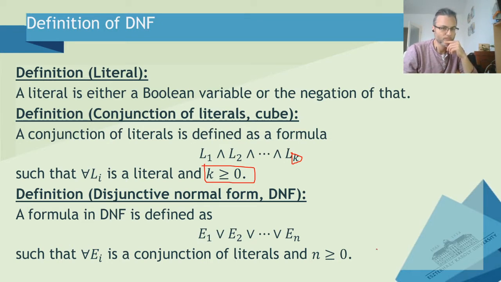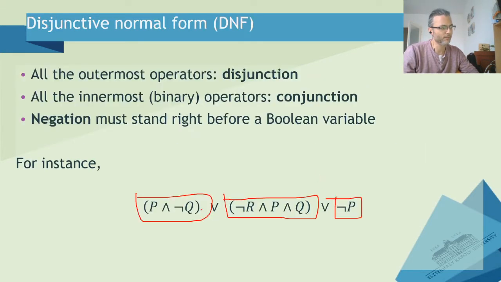Can you repeat what you said about k, the meaning of k? I didn't get what you said. So k is the number of literals inside the cube. For example, for the first cube, k equals 2, right? This is the number of literals in this cube.